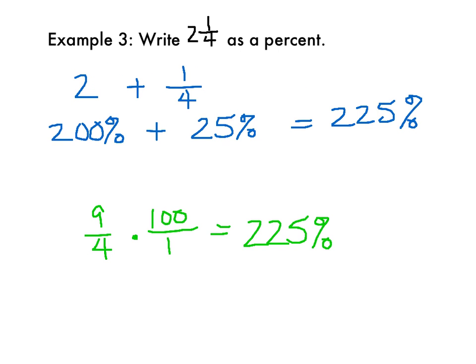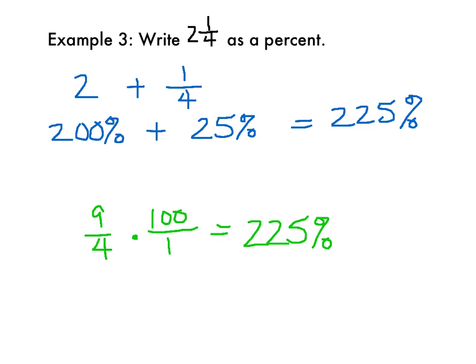Example 3, write 2 1/4 as a percent. We'll show this using 2 different methods. In the first method, we split the whole number and the fraction: 2 plus 1/4. We change each part to a percent and then add those 2 parts together. So 2 is equivalent to 200%. 1/4 is equivalent to 25%. We add those 2 together to get 225%. So 2 1/4 equals 225%.